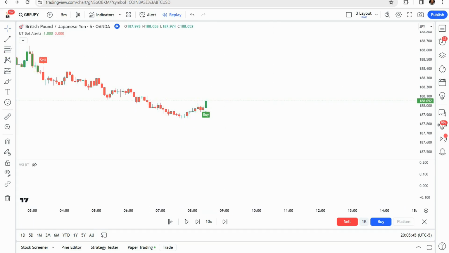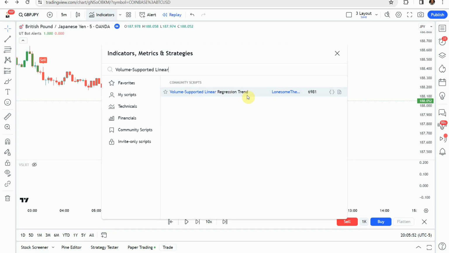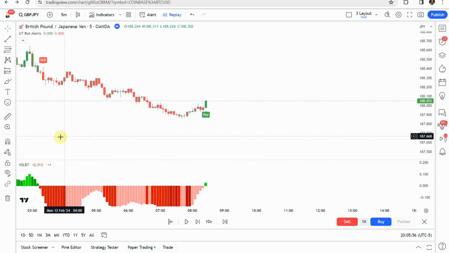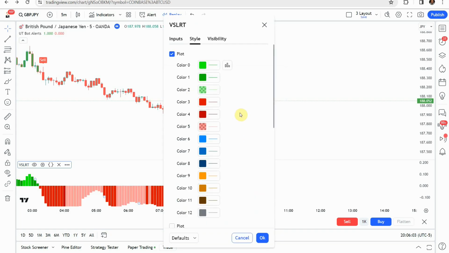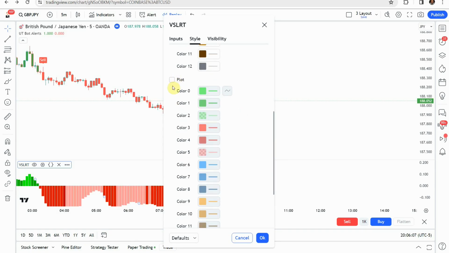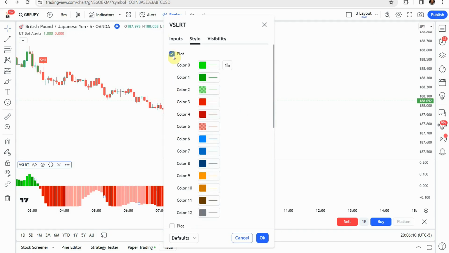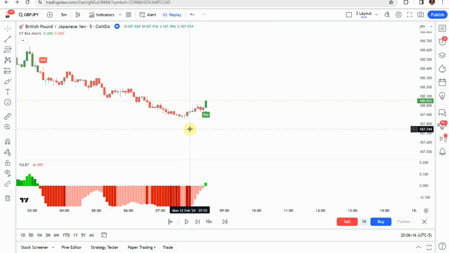The next indicator you'll add to the screen is the volume supported linear regression trend indicator, this one right here. Click that and add it to the chart, and again we'll jump into the settings. The inputs we are going to leave the way they are. Under the plots, we are going to turn off this second plot. So here's the first one, here's the second one. We'll make a slight change again in just a moment.